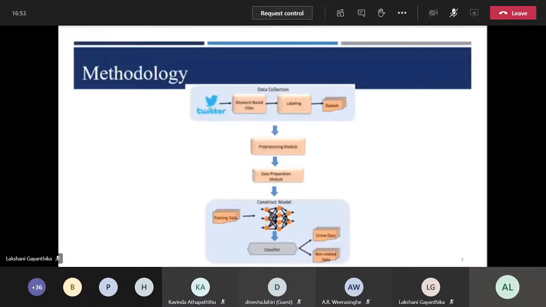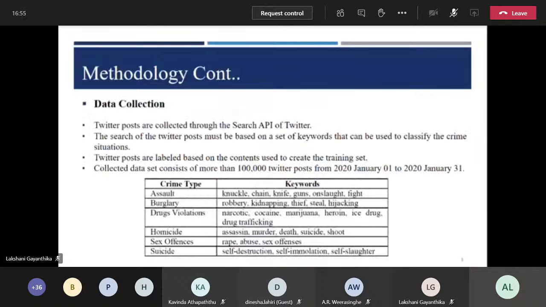Considering the methodology, first data collection. In data collection, Twitter posts are collected through the search API of Twitter. The search of Twitter posts must be based on a set of keywords that can be used to clarify the crime situation. Then, Twitter posts are labeled based on the content to create the training set. The collected dataset consists of more than 100,000 Twitter posts from 1st January 2020 to 31st January 2020.